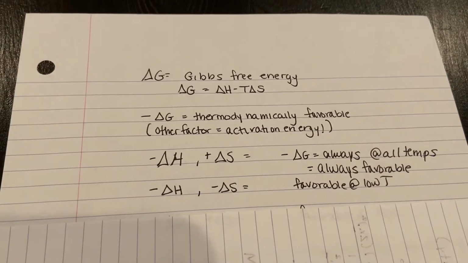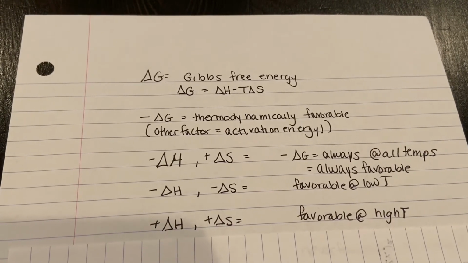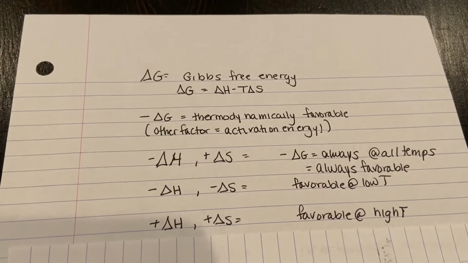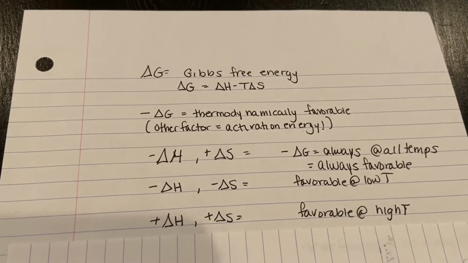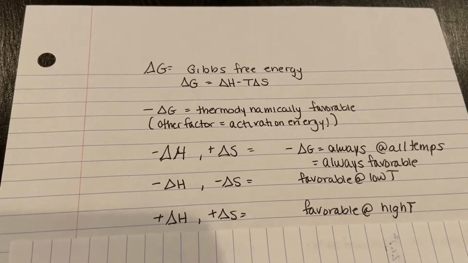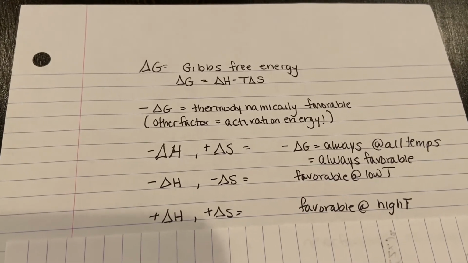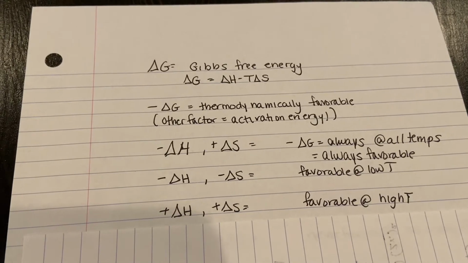If the signs of the delta H and the delta S are the same as each other, negative H, negative S is favorable at low temperatures. That's when mathematically the delta G comes out to be negative. Positive H, positive delta S, that would be favorable at high temperatures. And again, that is when mathematically the delta G comes out to a negative value.